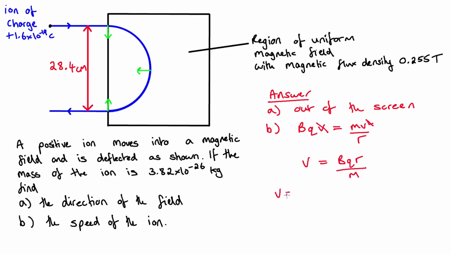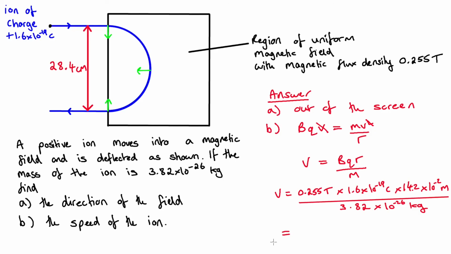So for v, the magnetic flux density we were told is 0.255 Tesla. Charge on the ion, 1.6 times 10 to the minus 19 coulombs. Now don't forget, r is the radius of the circular path. The diameter of the path is 28.4, so the radius is going to be 14.2. Don't forget to change it to meters. So there we've got the radius in, and we must divide that by the mass of the particle, and we can work that out.